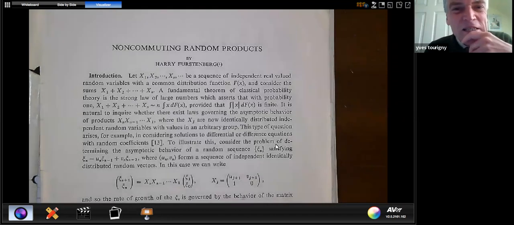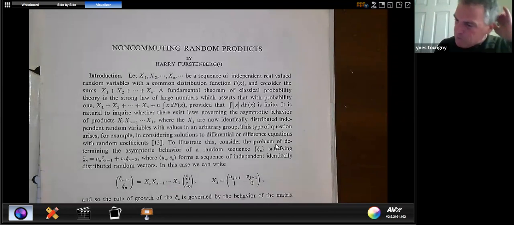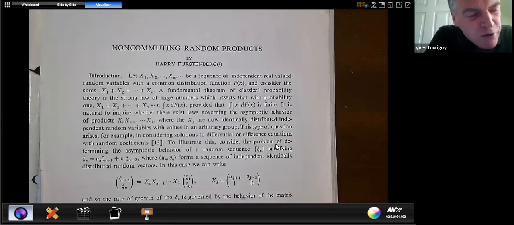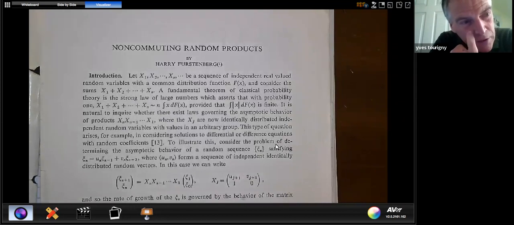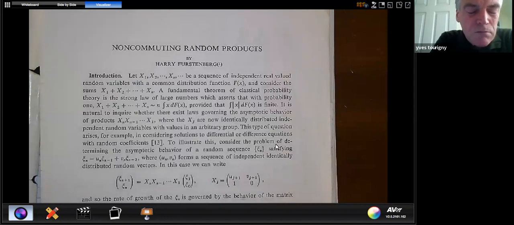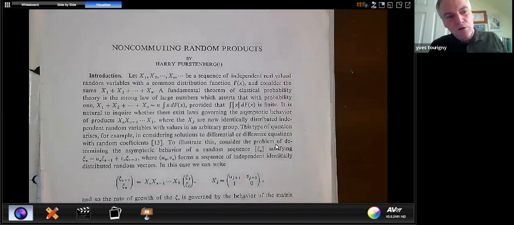So this paper is, how should I say? It's a bit of a stroke of genius, really. It's a remarkable paper. Essentially, what Furstenberg managed to do is generalize the law of large numbers to products of elements in groups. And the big difficulty in generalizing the law of large numbers to that case is that most groups are not commutative. And so it's not clear at all how you could succeed in generalizing the law of large numbers.